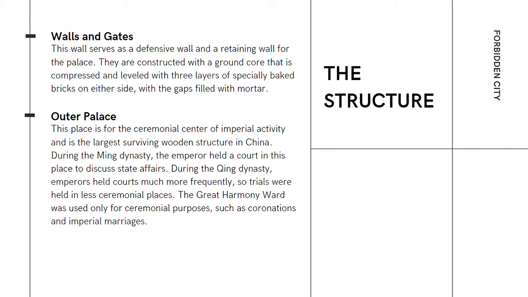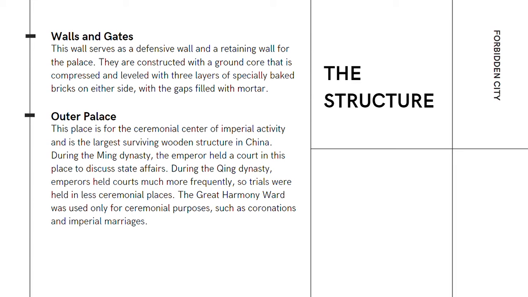Walls and gates. This wall serves as a defensive wall and a retaining wall for the palace. They are constructed with a rammed earth core that is compressed and leveled, with three layers of specially made big bricks on either side, with the gaps filled with mortar.